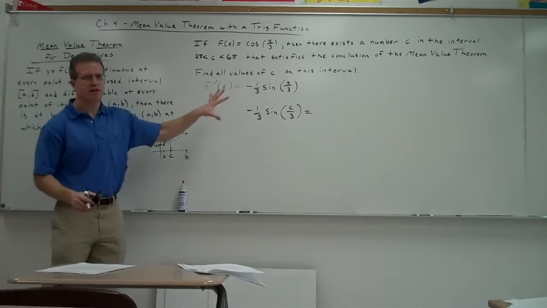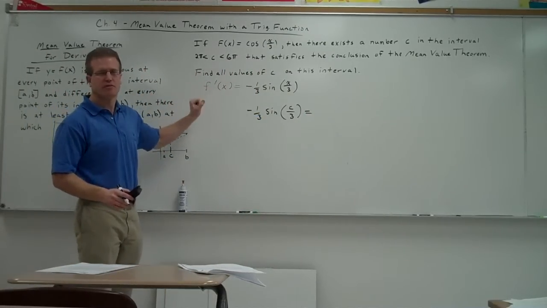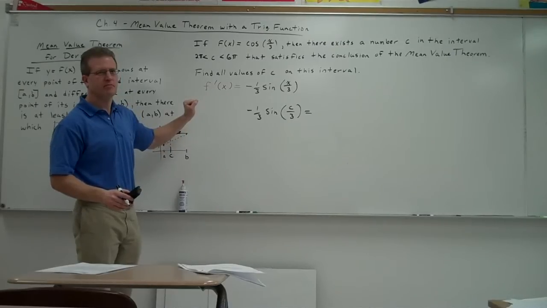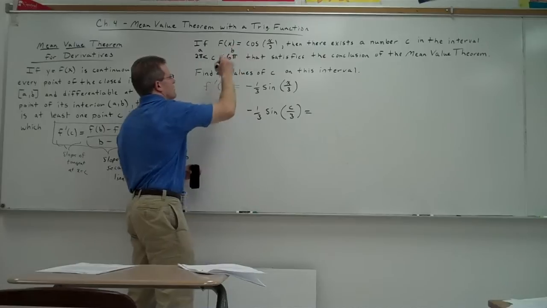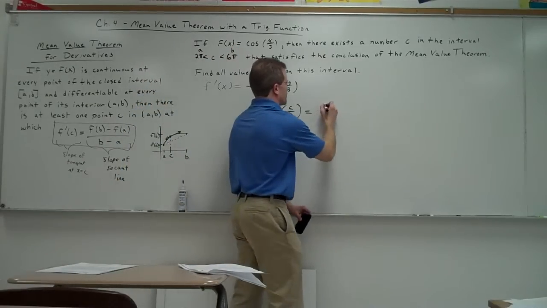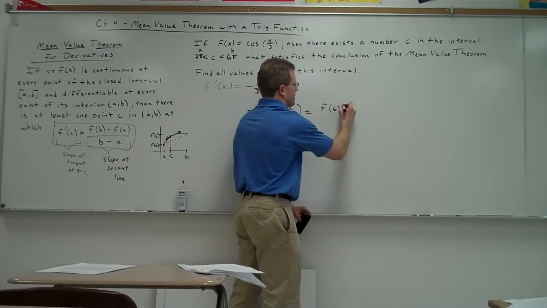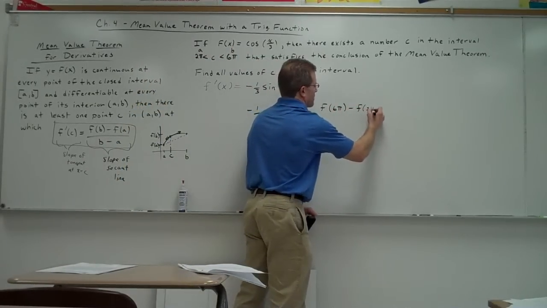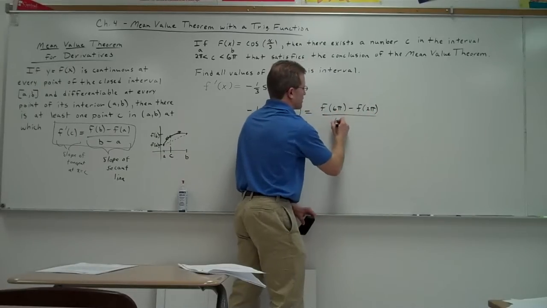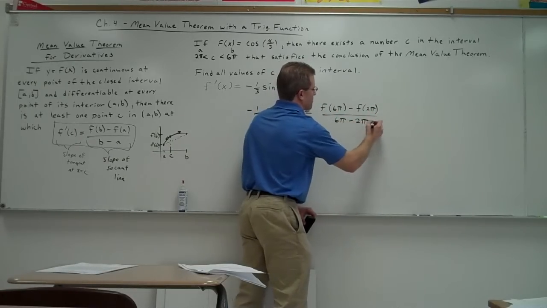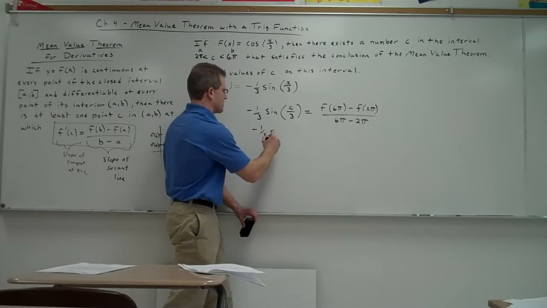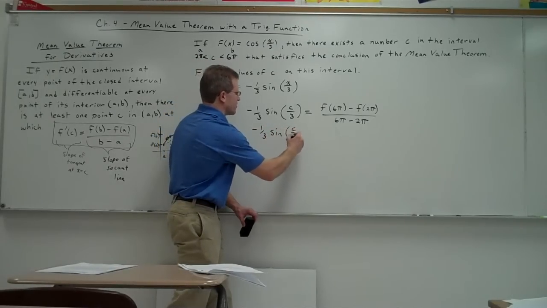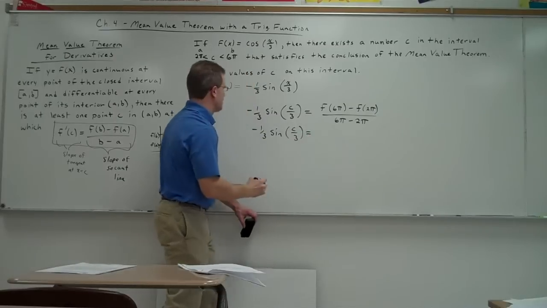Which numbers up here are your a and your b? 2 pi and 6 pi. a is 2 pi, b is 6 pi. So you can have f of 6 pi, that's your f of b, minus f of 2 pi, that's your f of a, over 6 pi minus 2 pi. So you have negative 1/3 times the sine of c over 3 equals f of 6 pi.